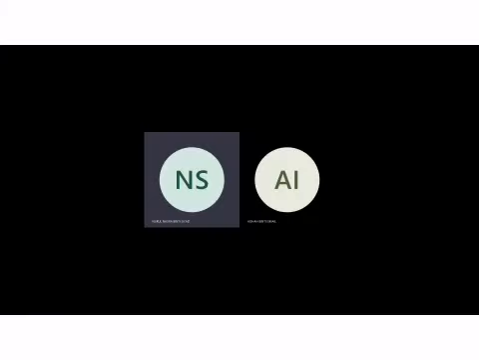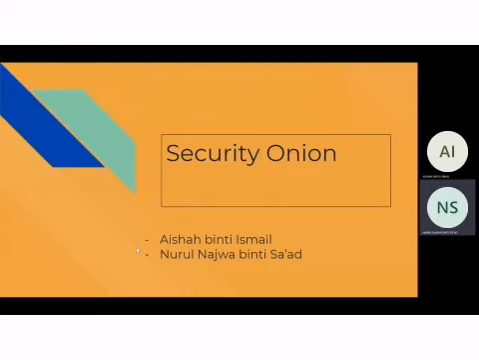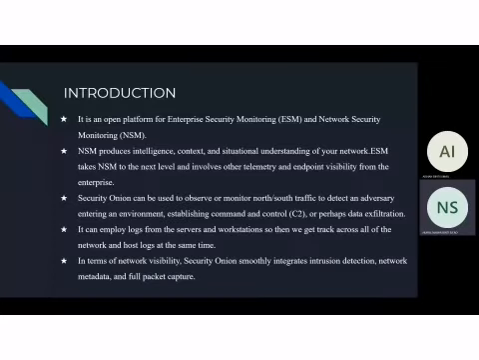Okay, my name is Nurul Najwa binti Sa'ad and my friend Aisyah binti Ismail. Today we will present about Security Onion. For the introduction, it is an open platform for enterprise security monitoring (ESM) and network security monitoring (NSM). NSM produces intelligent, contextual, and situational understanding of your network. ESM takes NSM to the next level and involves other telemetry and endpoint visibility from the enterprise.